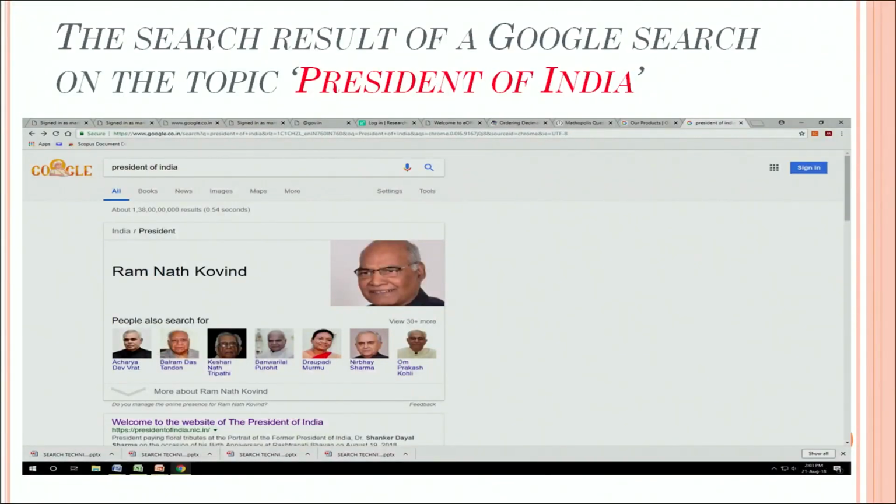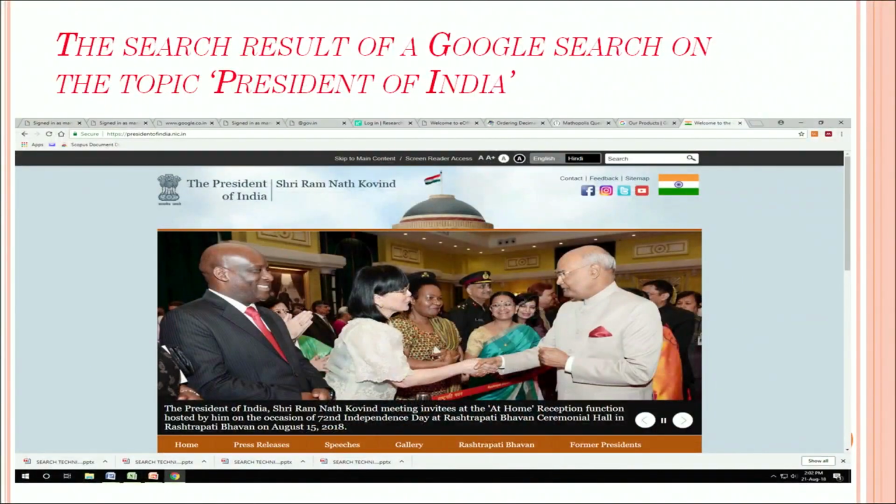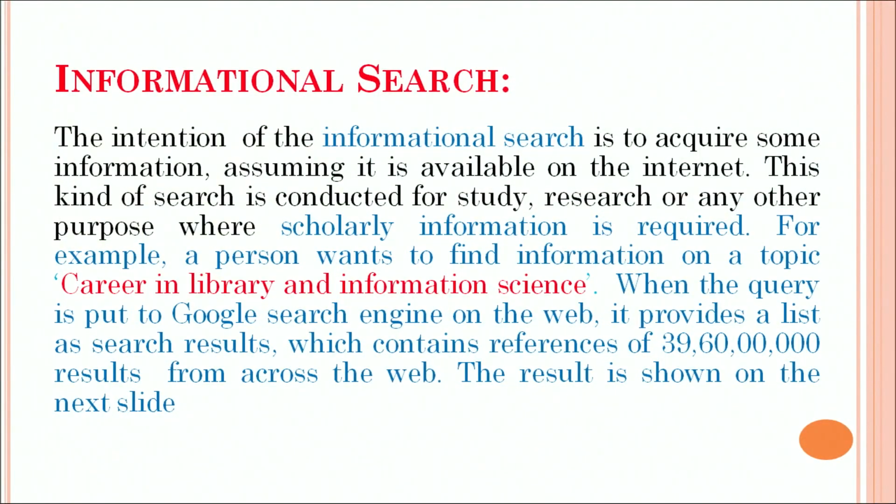This is the screenshot of the search engine results on the Google search of the President of India, which is showing us that Ramnath Kovind is the President of India. The next slide is also like that only, where it's showing us the results of the President of India on the Google search. Now coming to the informational search. The intention of the informational search is to acquire some information, assuming it is available on the internet.